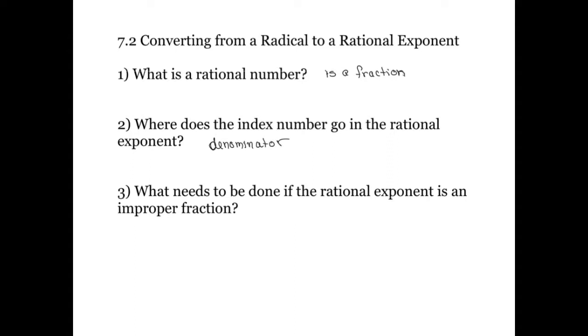And then what needs to be done if the rational exponent is an improper fraction? We also looked at that when we were simplifying a radical: we were dividing the exponent on the inside by the index number. So we were basically setting up an improper fraction, and so we change it to a mixed number.